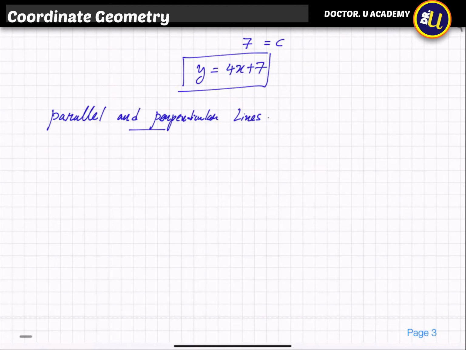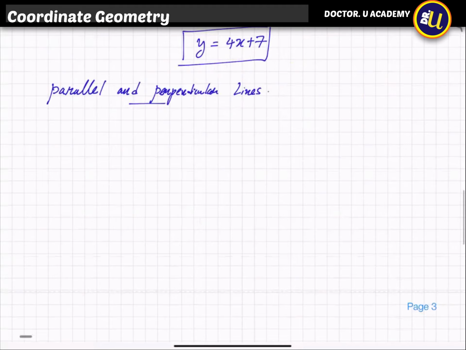So now in this topic, parallel lines and perpendicular lines. Firstly I will discuss parallel lines. This is very easy. If you have two lines like this and they are parallel to each other, what would be the requirement to satisfy to have parallel lines?